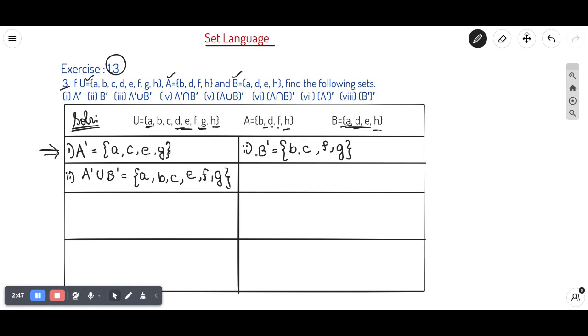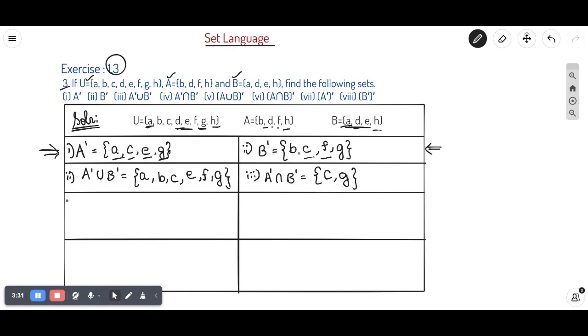Now we have our next question, A dash intersection B dash. Intersection means we have to write only the overlapping elements. Here also, let's use the sets I have written in this row. So you have to check all the elements in A dash. We have a, which is not in B dash, so we can't write it. c is there in both the sets, so you can write it. e is there here and not here, so you can't write it. And finally, you have g in both the sets, so you can write it. So this is A dash intersection B dash.